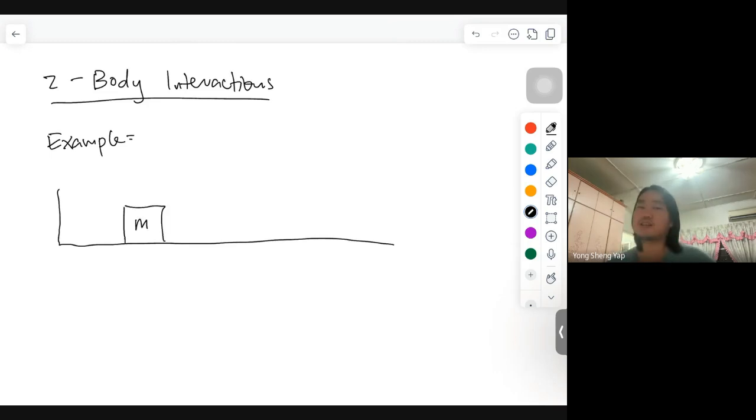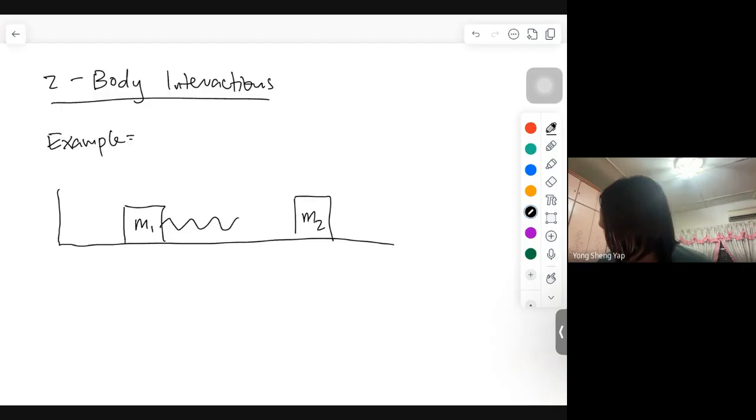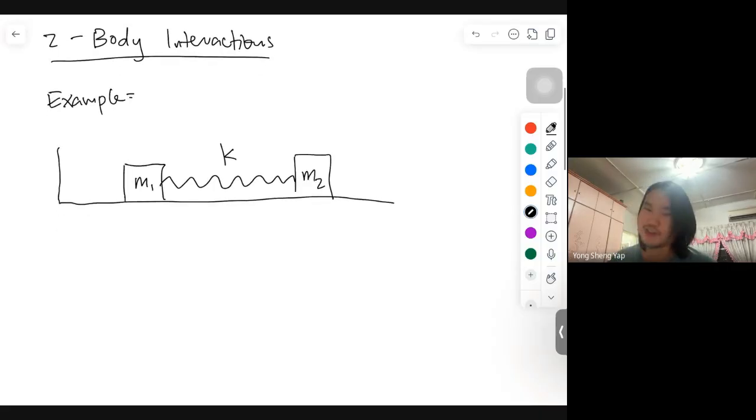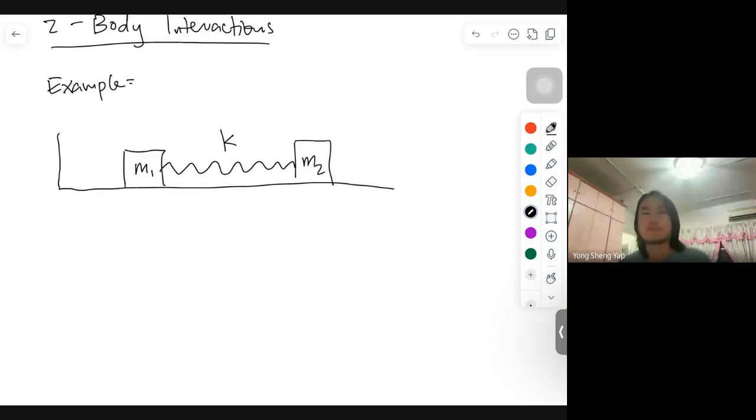So let's consider a block of mass m1 and a block of mass m2, and they are coupled together with a spring with spring constant k. Let's do the same thing as we did last week and see what comes about in this system, and how it connects with two-body interactions. Obviously there are two bodies here, mass 1 and mass 2, and they are going to interact through this spring.